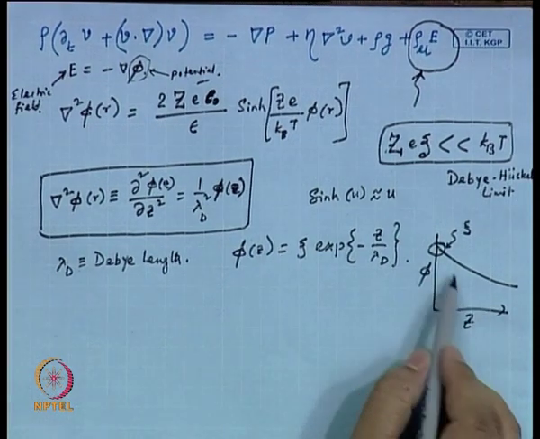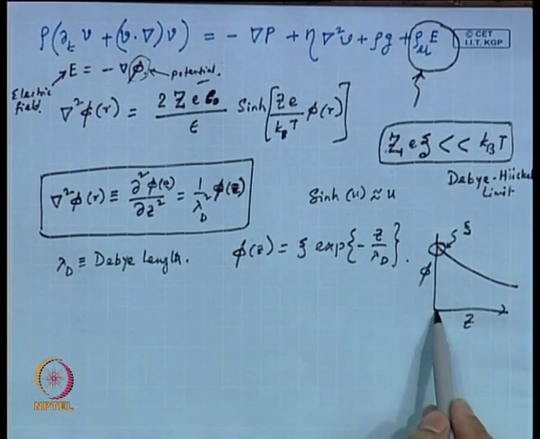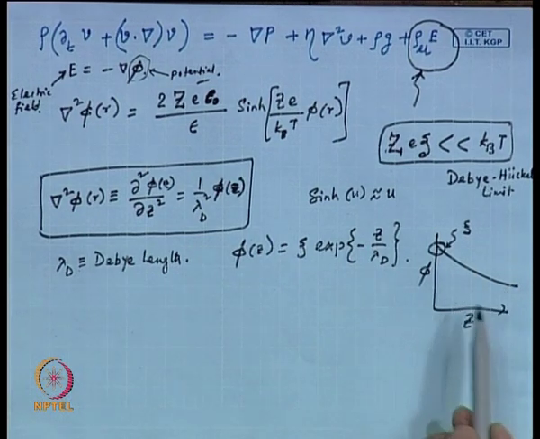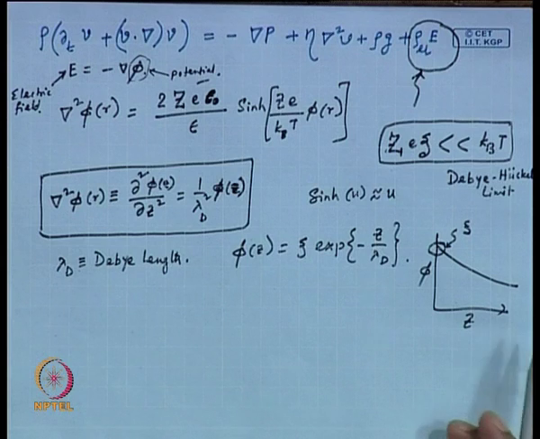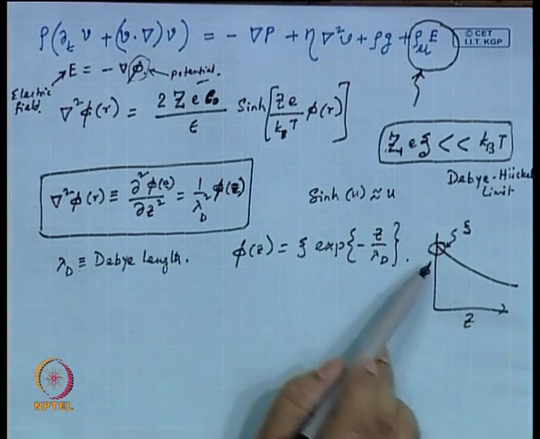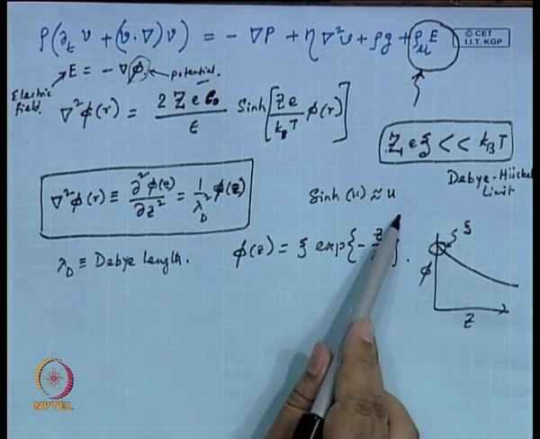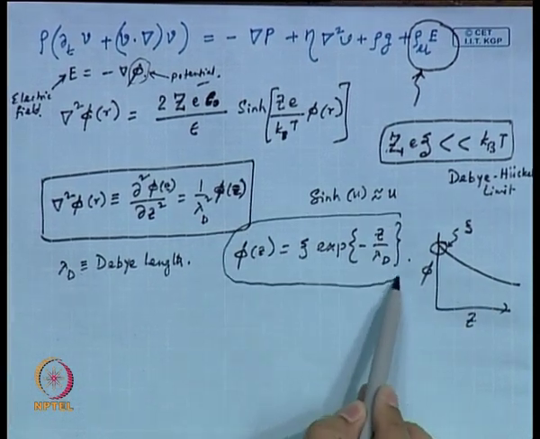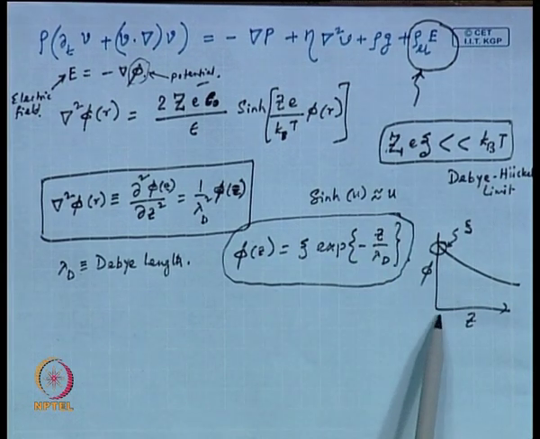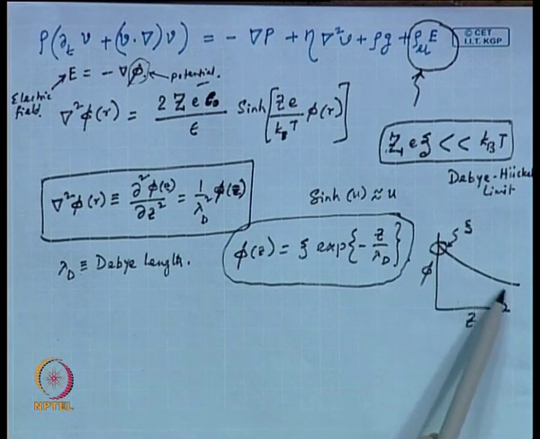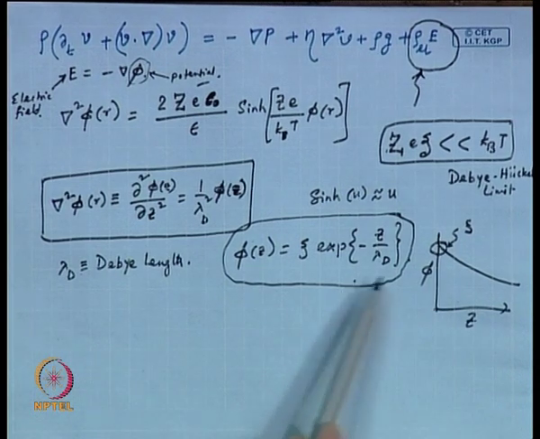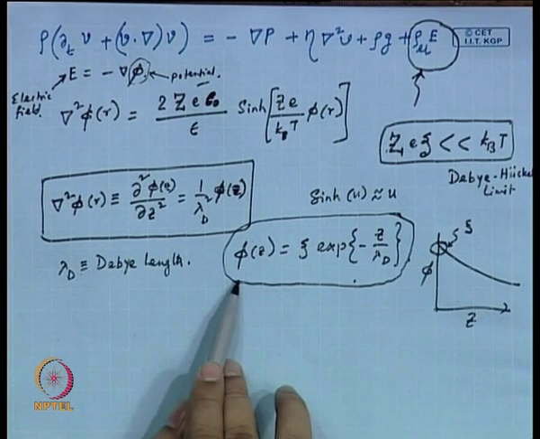Phi is the potential, and with distance from the wall, this phi is decreasing. So, at the bulk, electric double layer does not have any effect, any existence. The way this is decreasing is given by this function phi z is equal to zeta exponential of minus z by lambda d, where z is the distance from the wall, phi is the potential which is decreasing, and at the wall, that means at z equal to 0, phi is equal to zeta. So, this is the expression we have.